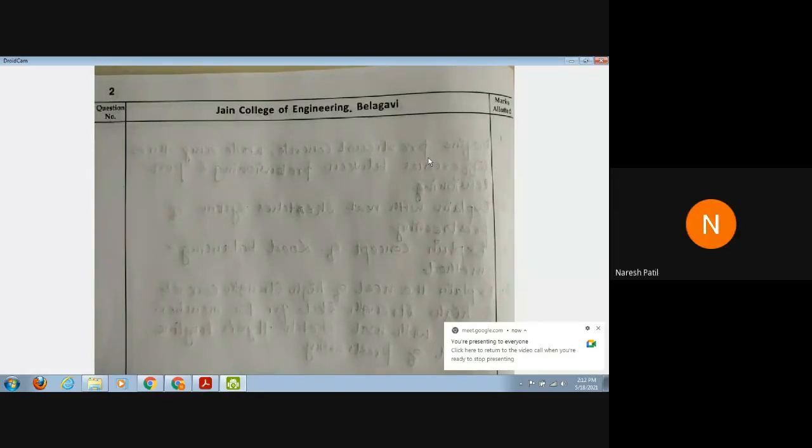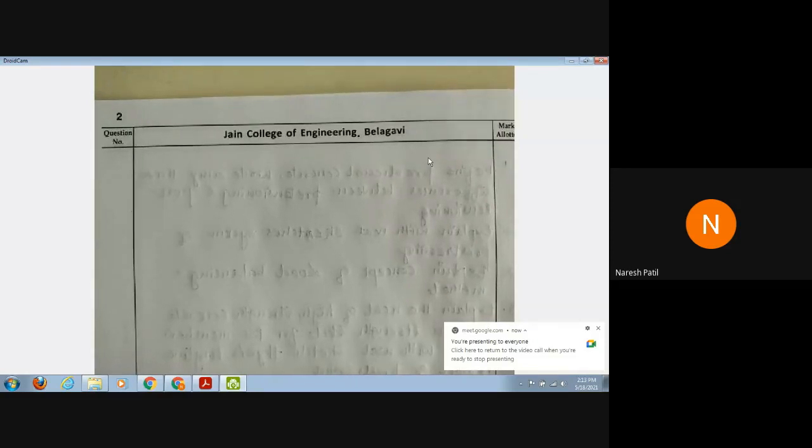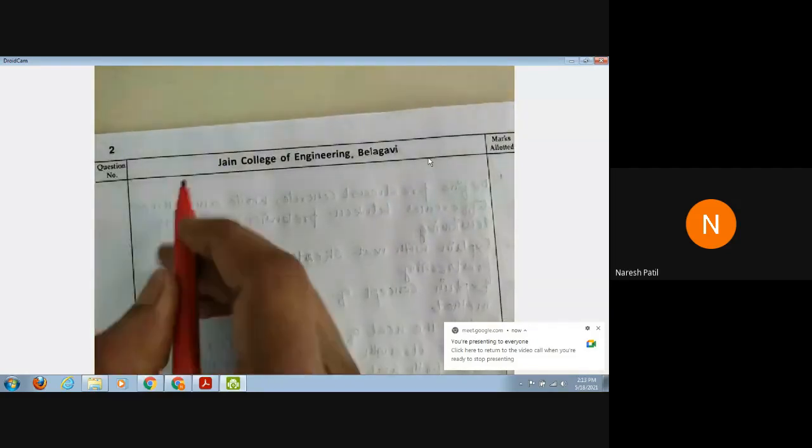Can you see the screen? Yes, sir. Okay, chalo. So sir, again, this is a very interesting module. Okay, so how the losses will take place in the pre-stress concrete due to various parameters that we are going to discuss today.